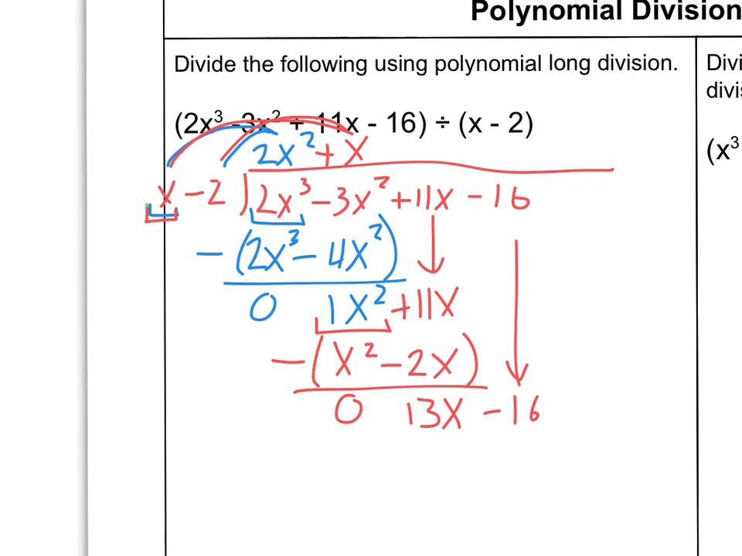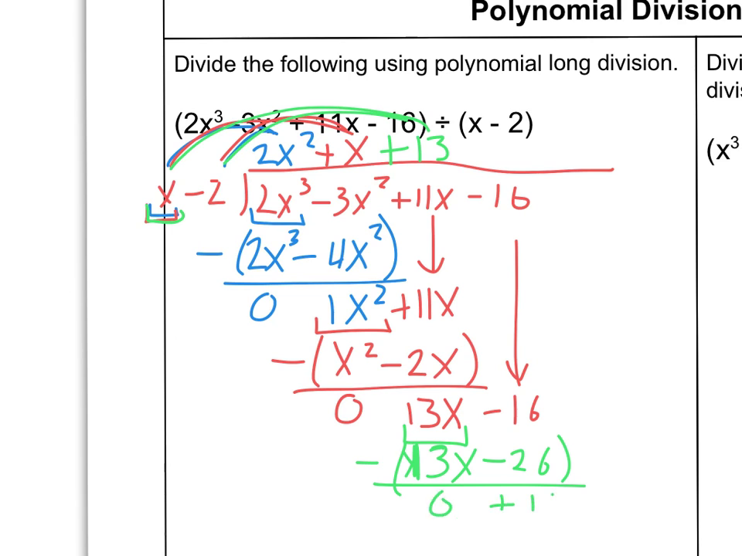I'm going to do the same thing. To get from x to 13x is going to be plus 13. I'm going to distribute. That's going to be 13x, and then minus 26. When I subtract, I get 0 and a plus 10. My remainder is 10. So at the end of this, I'm going to write plus 10 over x minus 2.